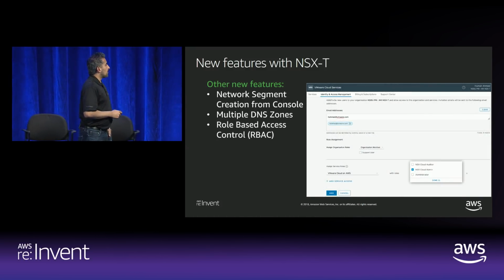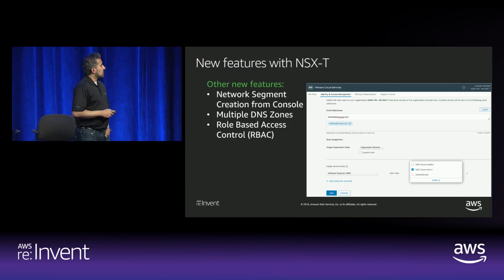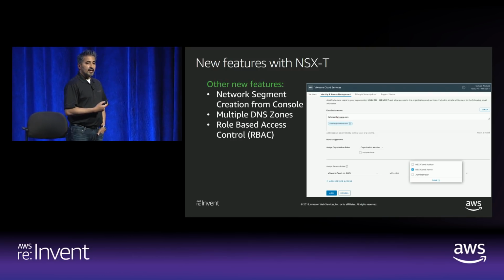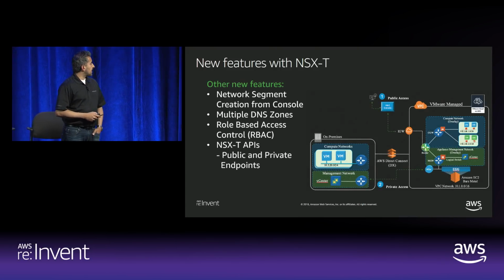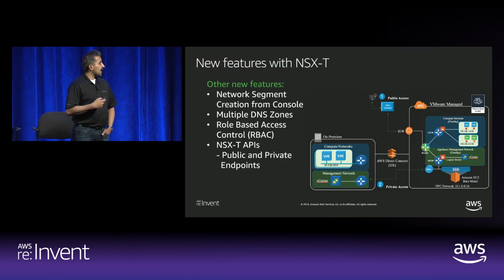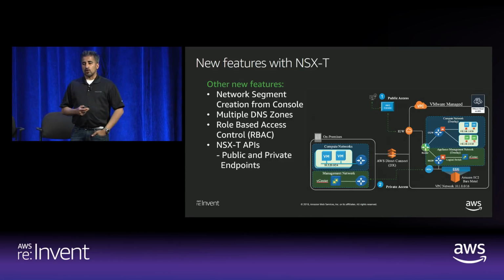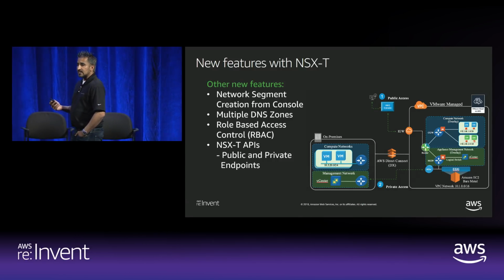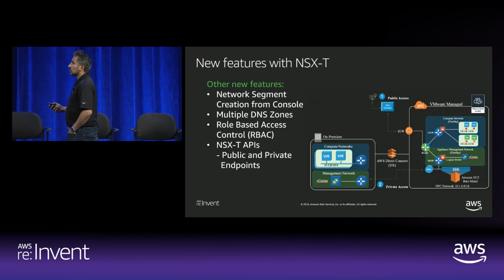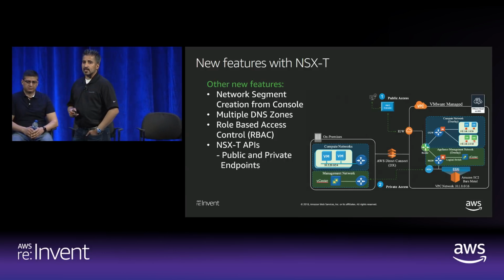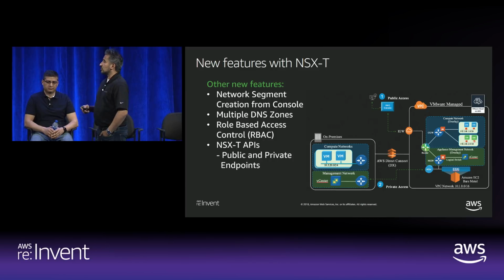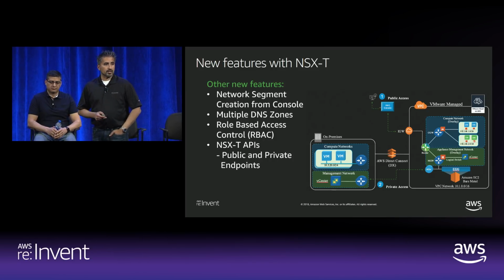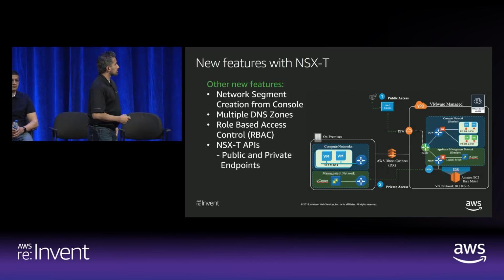We also have RBAC capability, so we can enable read-only access or read and write access to the networking and security tab. And finally, NSX-T APIs. We have public and private endpoints. So I can call NSX-T APIs using a public IP address, or I can set up something like Direct Connect or VPN and use private endpoint to call the NSX-T APIs. Okay?